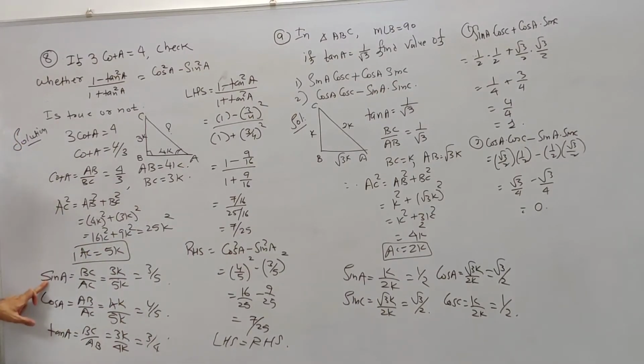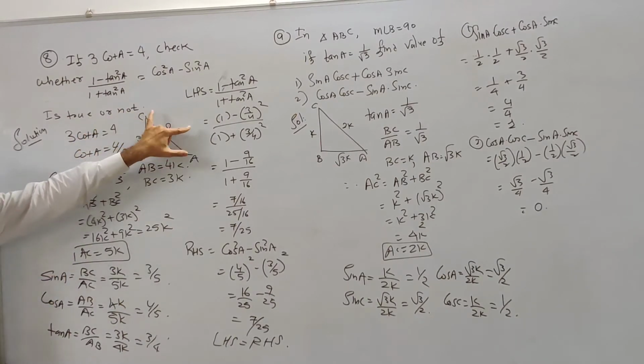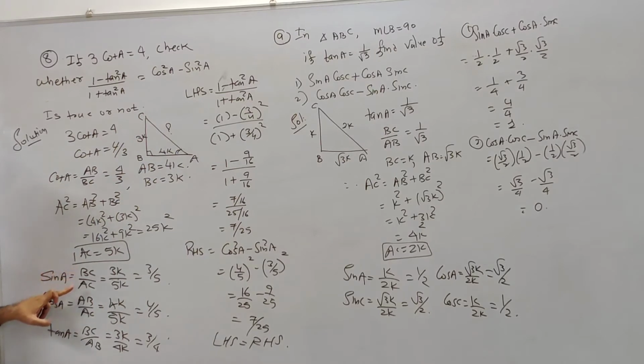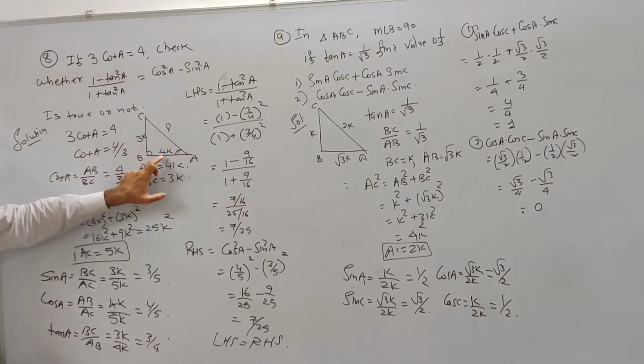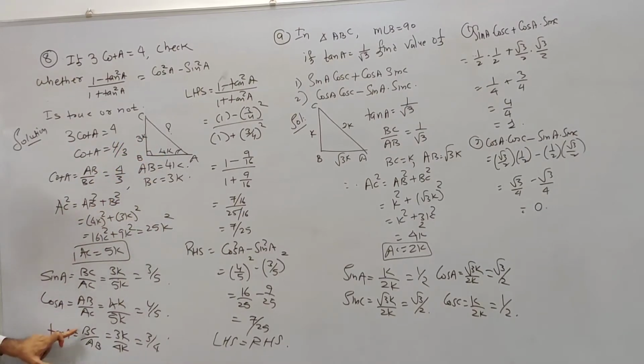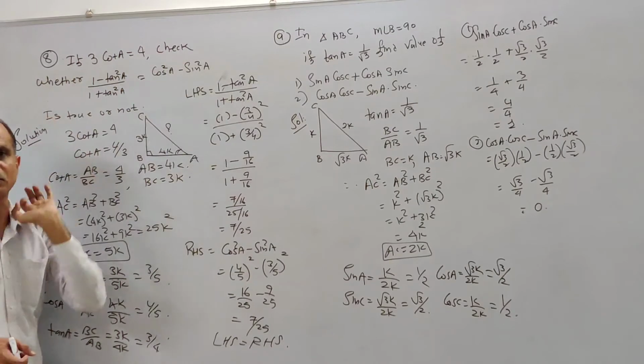Now sin A is equal to opposite side, meaning BC upon hypotenuse, BC upon AC, 3K upon 5K is equal to 3 by 5. Similarly, cos A is equal to AB upon AC, 4K upon 5K is equal to 4 by 5. Now tan A is equal to opposite upon adjacent, so BC upon AB, 3K by 4K is equal to 3 by 4. Now you have to check whether these two sides are equal or not.